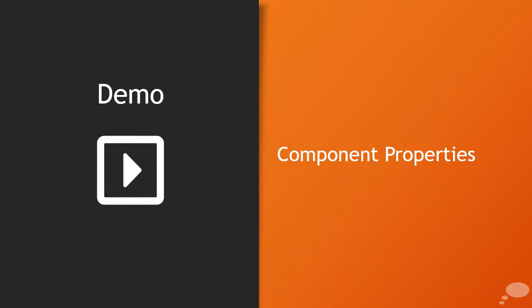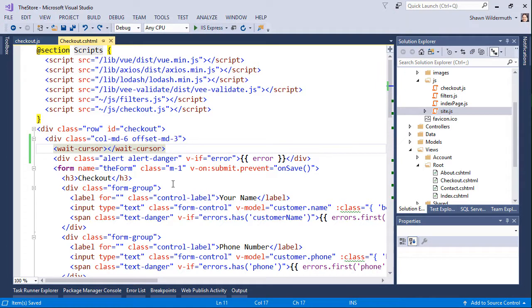So now let's take a look at adding properties to our components. Back in the checkout.cshtml, here's our wait cursor that we placed, and I'd like to replace the message with one of our own. So let's go ahead and create a message property, and I just want to be able to do something like "sending message", right? Something that the wait cursor is going to take and place inside of the template for us. But how do we make this functionality actually work?